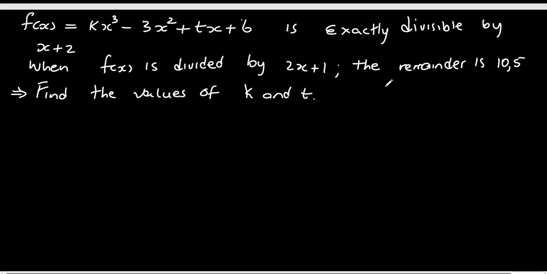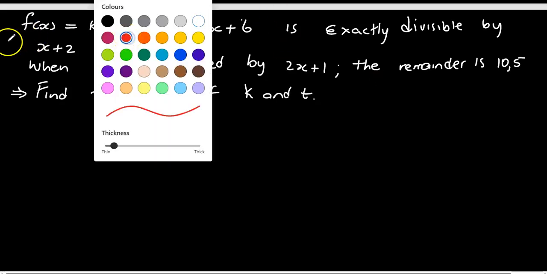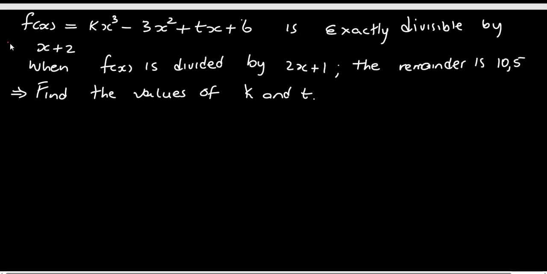So now what we're going to do is that if you look at this question, they say that f(x) is kx^3 - 3x^2 + tx + 6, and they say it's exactly, so this is my keyword, exactly divisible. When we say something is exactly divisible, this tells you that x + 2 is a factor. So this tells us that this guy here is a factor. I'm going to explain that when we're working on it.